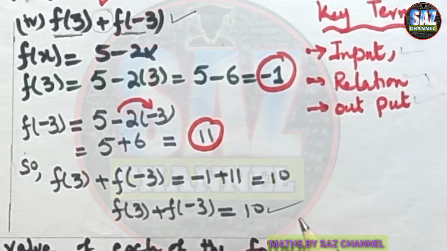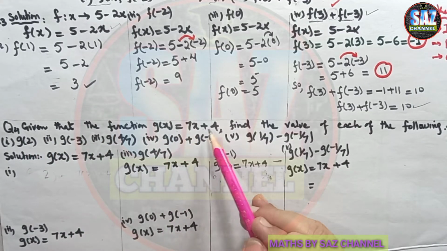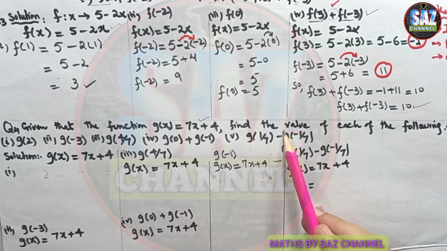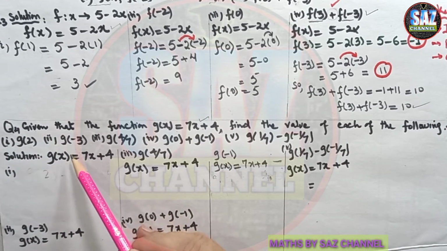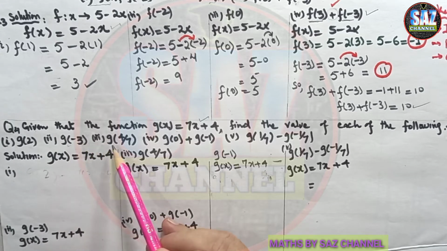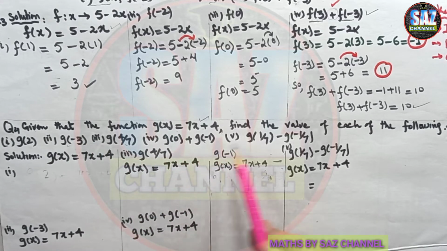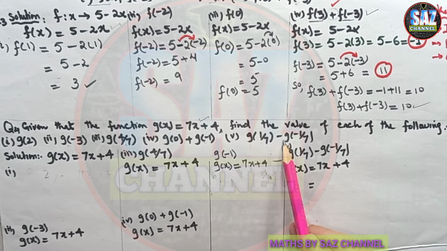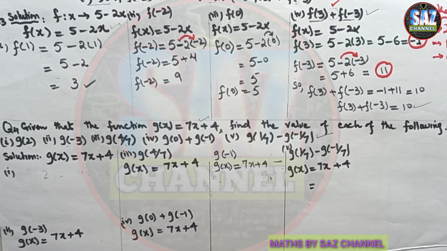Let's move to the next part of the question. The next question says, given that the function g of x equals 7x plus 4, find the value of each of the following. First part is g of 2, then g of minus 3, g of 4 by 7, g of 0 plus g of minus 1, g of 1 by 7 minus g of minus 1 by 7. Let's solve each part one by one.